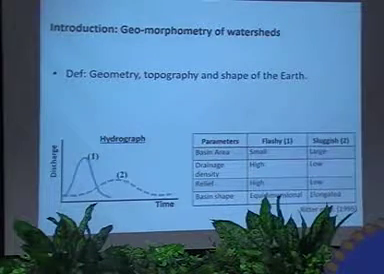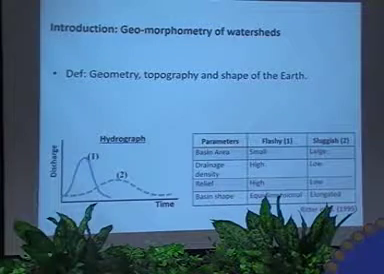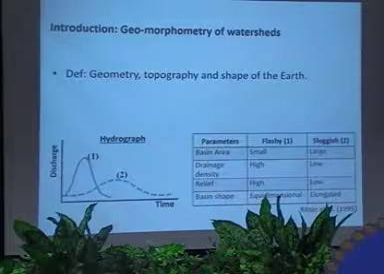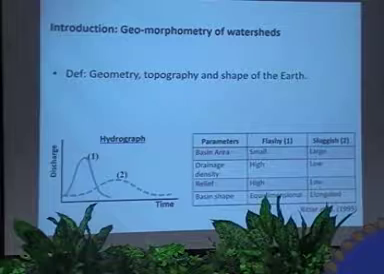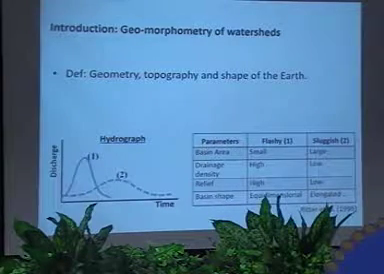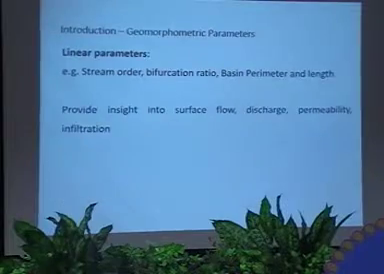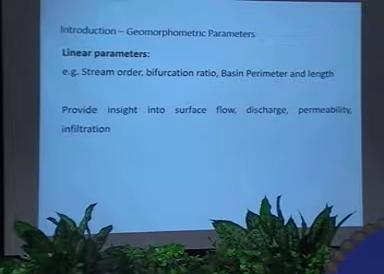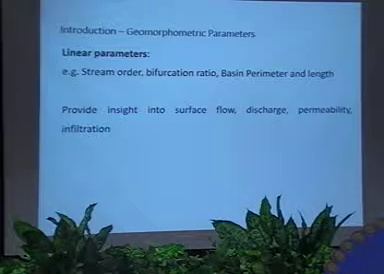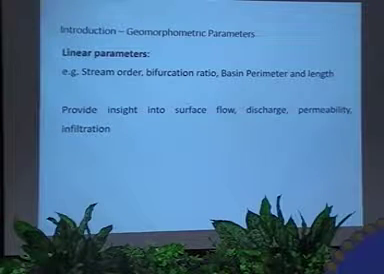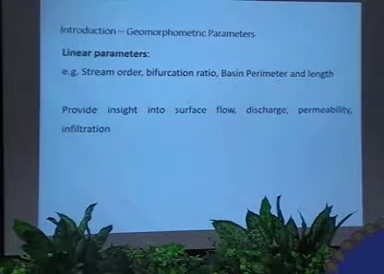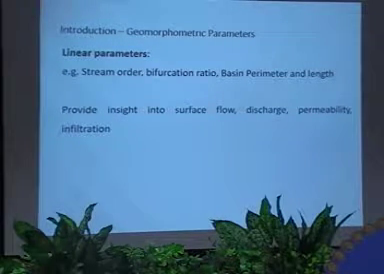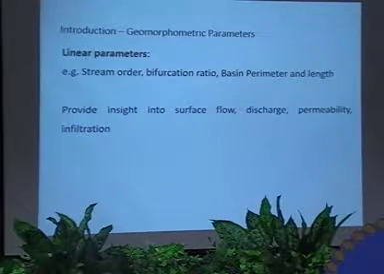So generally speaking, in geomorphometry, we look at the geometry. For example, the basin area, the topography, what is the relief of this basin, and the gradient of the channel, and also the shape of the earth, so also the basin. And we use these parameters, and they are already classified into three. So we have linear parameters, for example, the stream order, the bifurcation ratio, basin perimeter and length. And these are used to provide insight into important information: discharge, permeability, and infiltration.